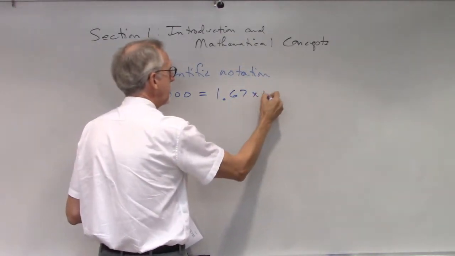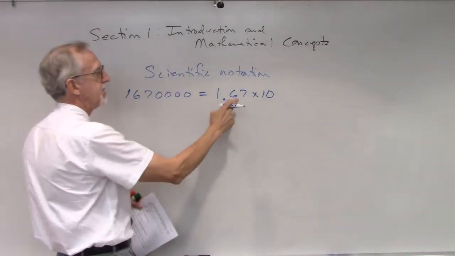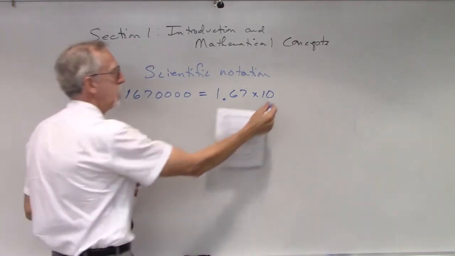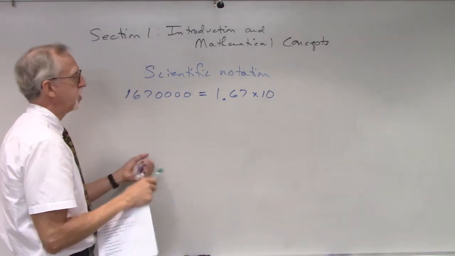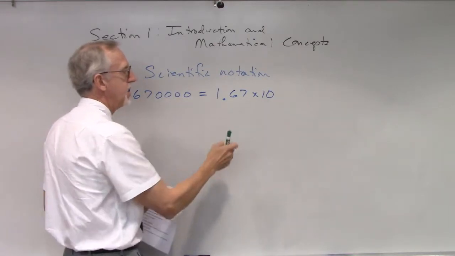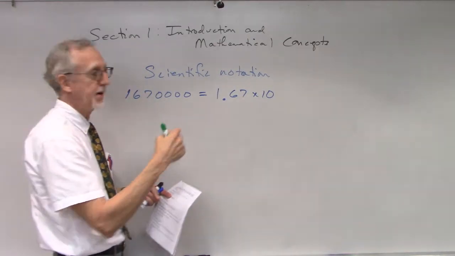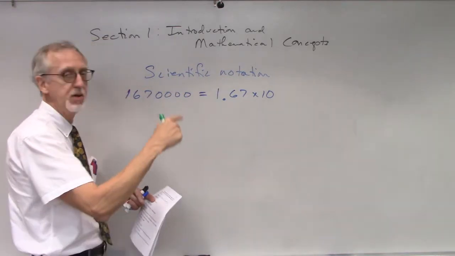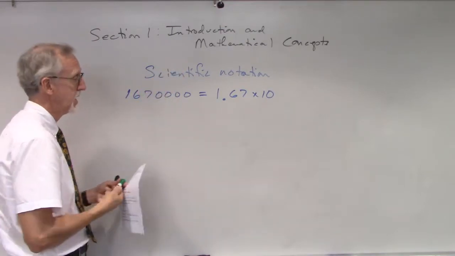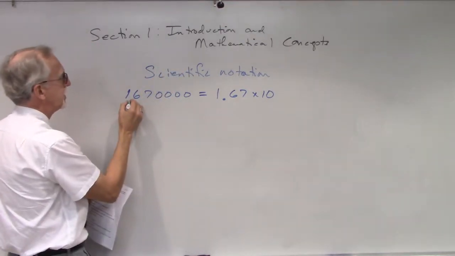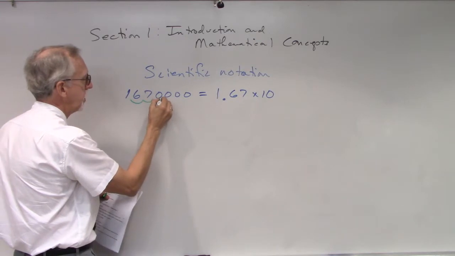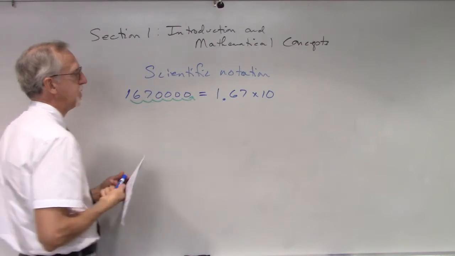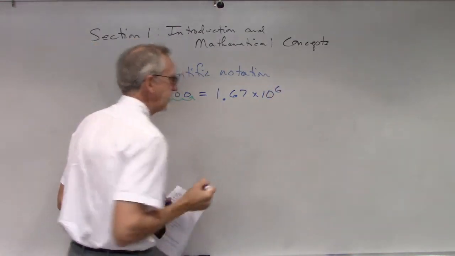To do that, we multiply by a power of 10, which has the effect of moving the decimal point some number of places. And the number of places, we make the power of 10. So if we were to multiply by just 10, that would move it one place. If we multiplied by 10 to the 2, in other words, 10 to the second power, 10 squared, that would move it 2 places. 10 to the 3, 3 places. Well, we need to move it from 1.67, we need to move it 1, 2, 3, 4, 5, 6 places. So we say that this is 1.67 times 10 to the 6th.